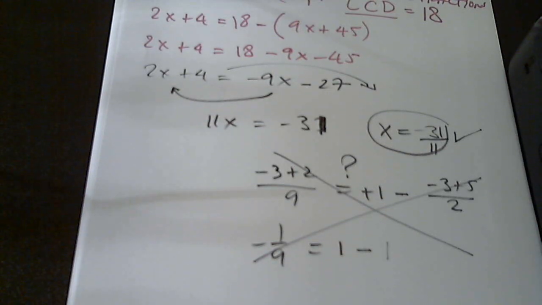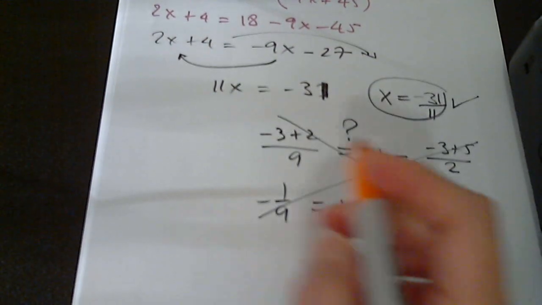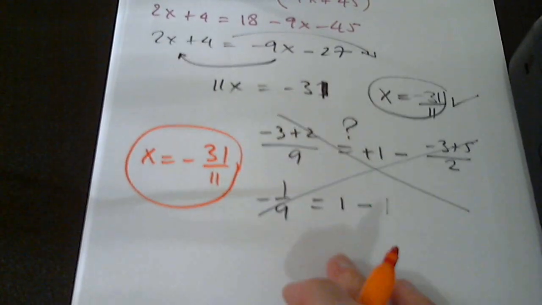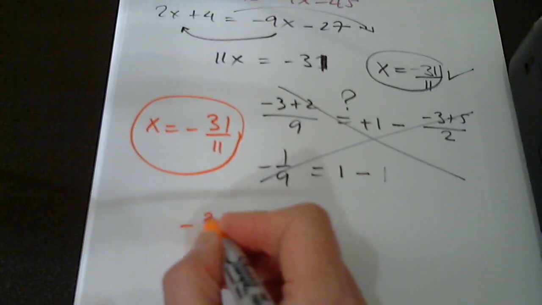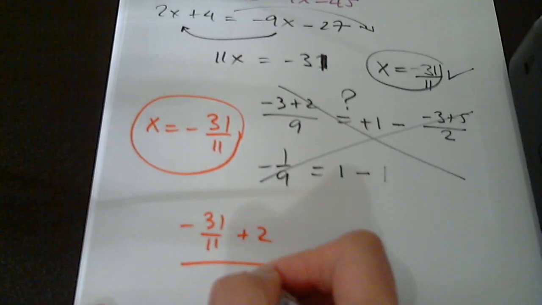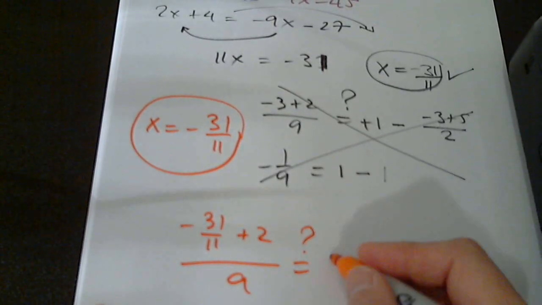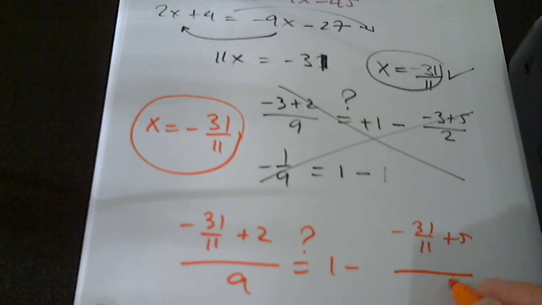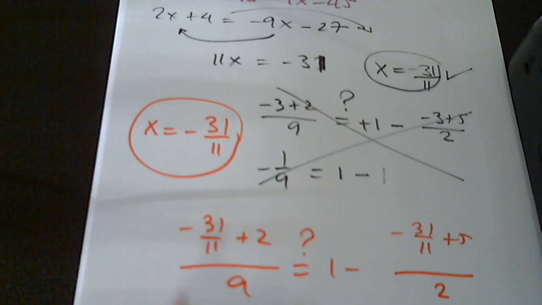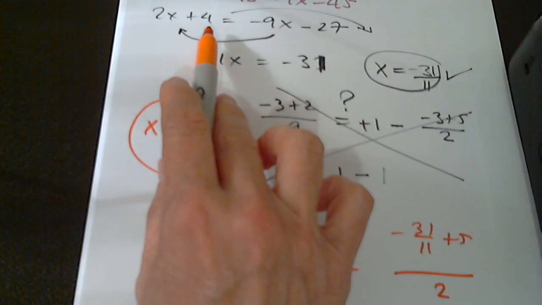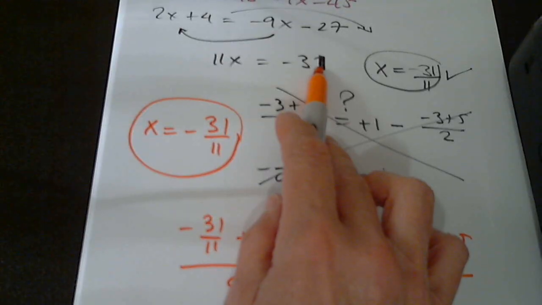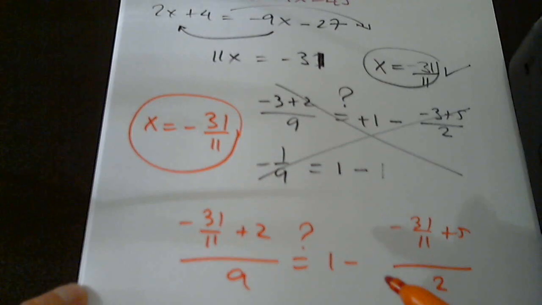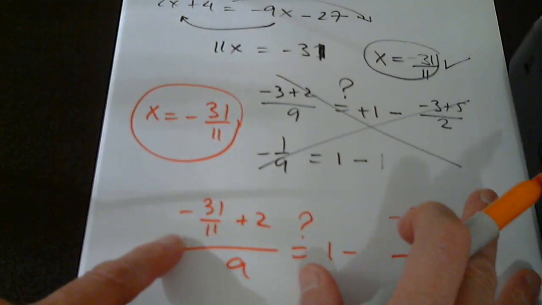So in order to check, the solution is negative 31 over 11. So now I'm checking. So negative 31 over 11 plus 2 divided by 9, does this equal 1 minus negative 31 over 11 plus 5 over 2? So negative 27 minus 4 was wishful thinking for it to be negative 33. Sorry about that. Okay, so I have to simplify this.